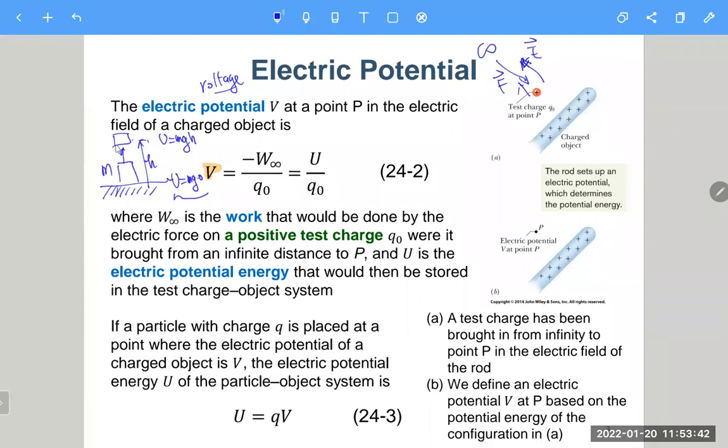So we have gravitational force mg there, and here we have the electrostatic force, so you need to do some work to counteract this electrostatic force to move this charge from infinitely far away to point P. So the negative work done over Q0 is the electric potential, and negative W infinity is the U. You need to do some work and then you obtain some potential energy, so we have U over Q0 here. Later on we will still use this relationship, U equals QV: U is the potential energy, Q is the charge amount, times the electric potential.